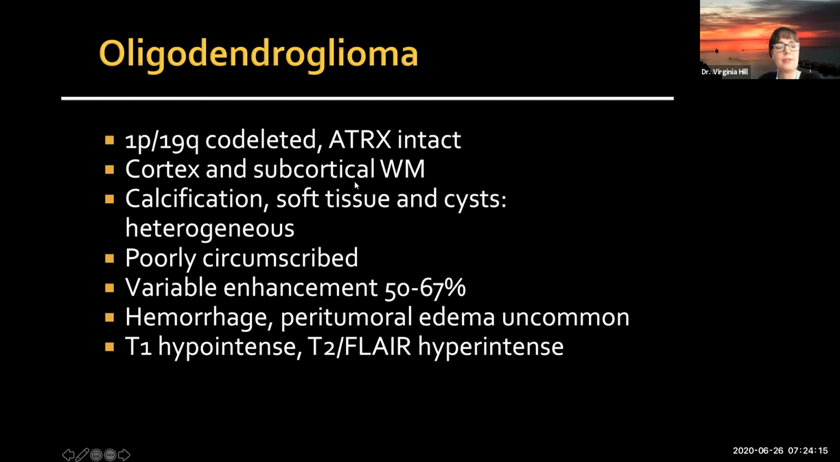Oligodendrogliomas involve the cortex and subcortical white matter. You can have calcification, soft tissue, and cysts that can be somewhat heterogeneous. It is a poorly circumscribed tumor. You will have variable enhancement in 50 to 67% of the tumors.